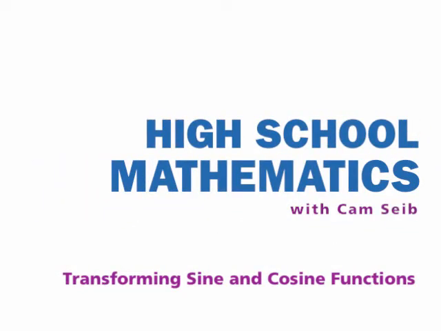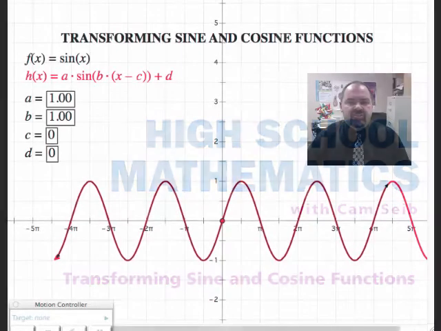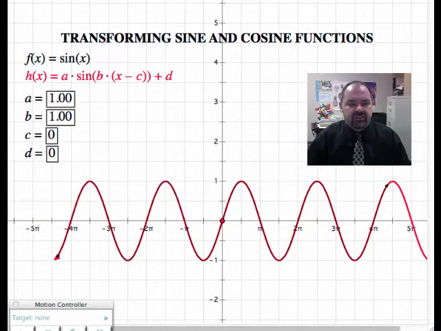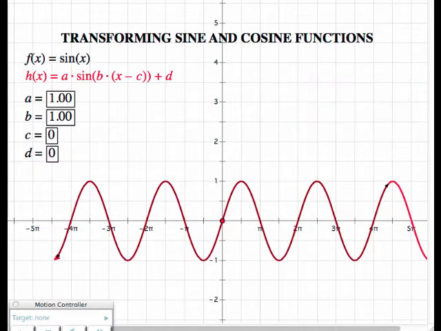Today we're going to apply our understanding of transformations to sine and cosine functions. I have shown below here a basic sine graph, which has an amplitude of 1 and a period of 2 pi. Now remember that amplitude is calculated by taking the highest y value minus the lowest y value and dividing by 2, which is where we get our 1.